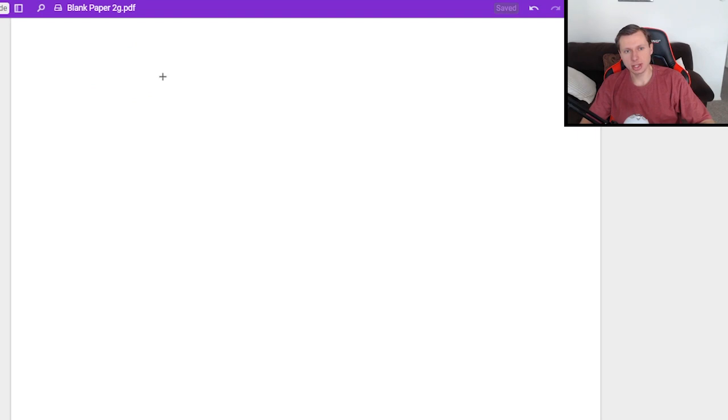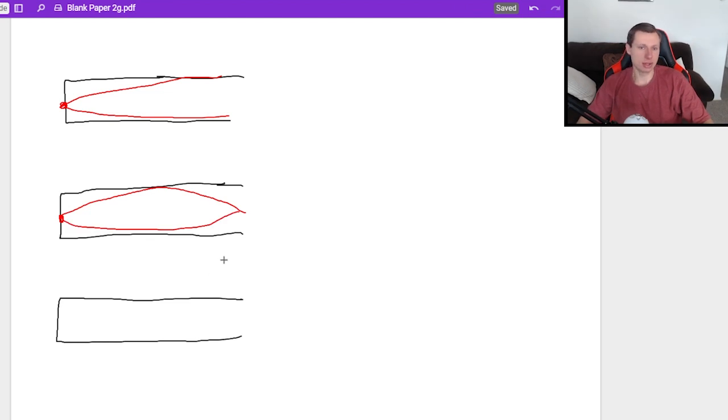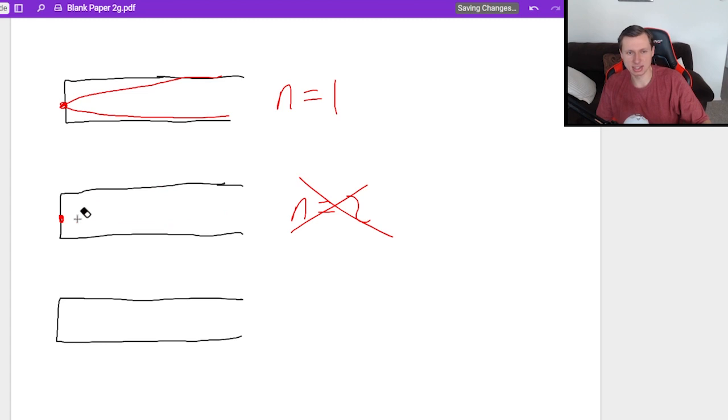Now here's the thing. Let's draw, again, the second harmonic and the third harmonic for this one. So again, the first harmonic is easy. It's the shape we just drew. The second harmonic would be double the first harmonic, which would look like this. Now, there's a problem with this picture. The problem is it doesn't end on an antinode. So n equals 1, great. n equals 2 actually doesn't even work. I'm going to erase this because it's just wrong.